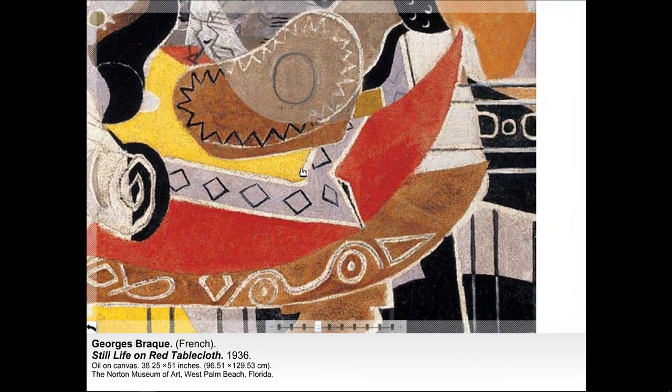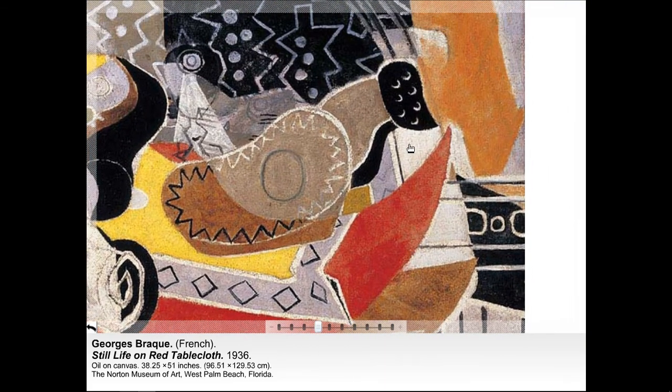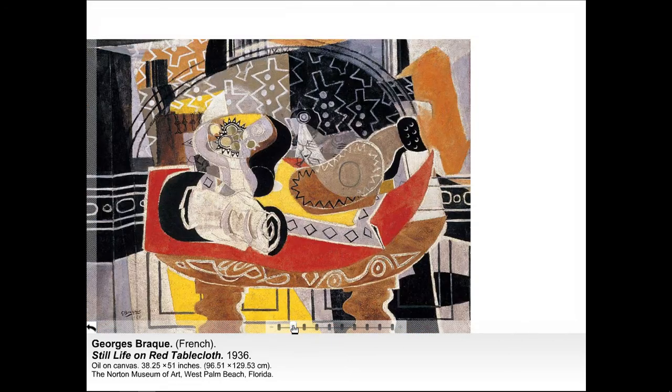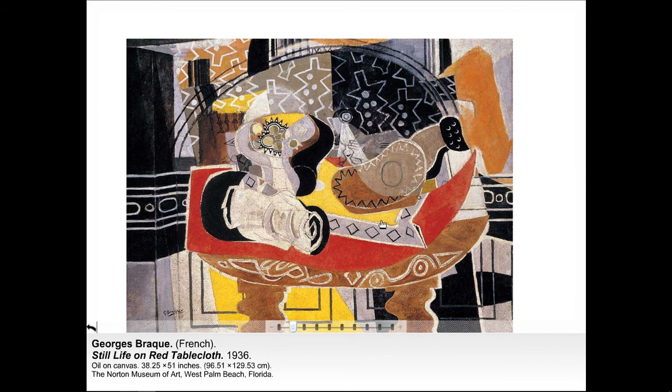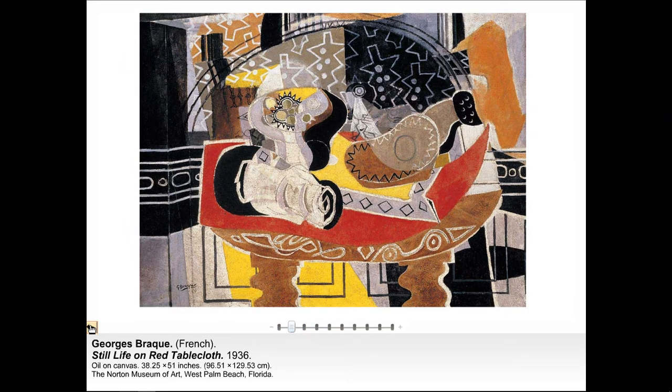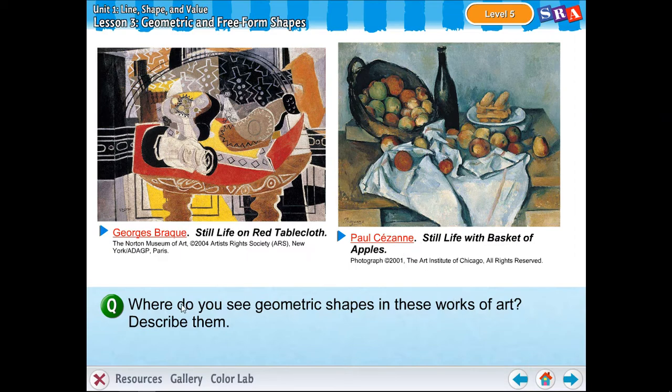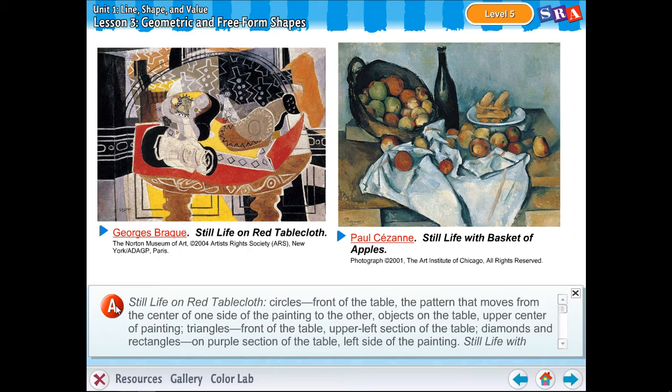And he's taken it and he's changed it so everything is abstracted, which means it looks different. It's even hard to tell what it is, but you see a lot of geometric shapes on here. You see a bunch of stuff on a table. So if you look at this, a still life on a red table has circles, and on the front of the table, it's got a pattern that moves from the center of one side of the painting to the other. And there's objects on the table, and in the upper center of the painting, there are triangles.